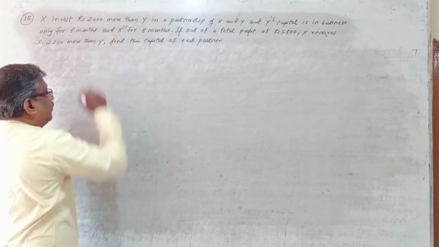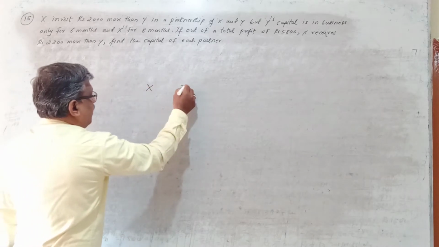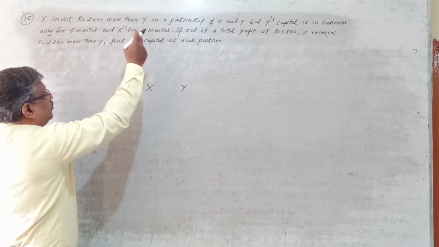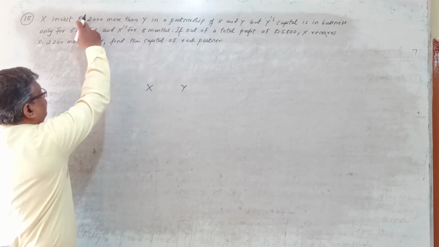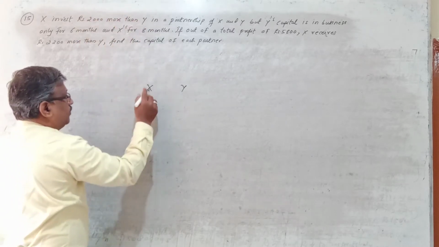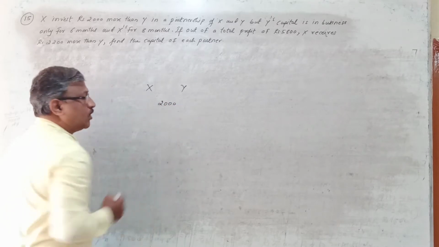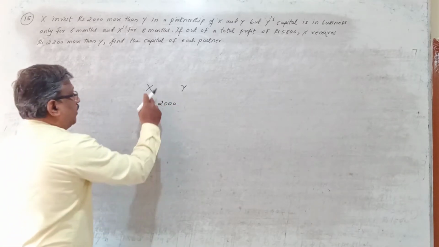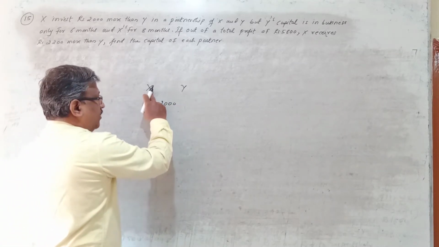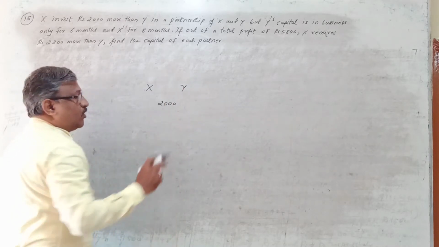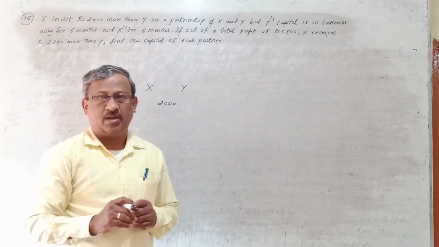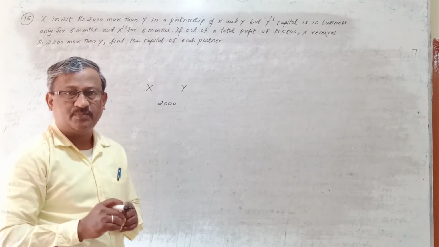Here there are two partners, X and Y, and while investing the capital into the business, X has invested 2000 more than Y. Means X's capital is more than Y's capital by how much? Rupees 2000. Then, the capitals were not invested for a fixed period.